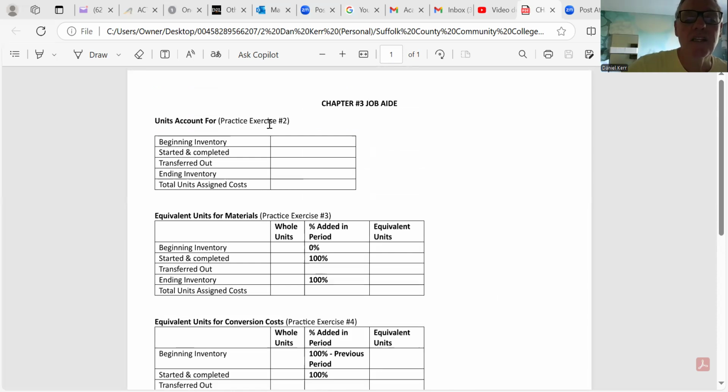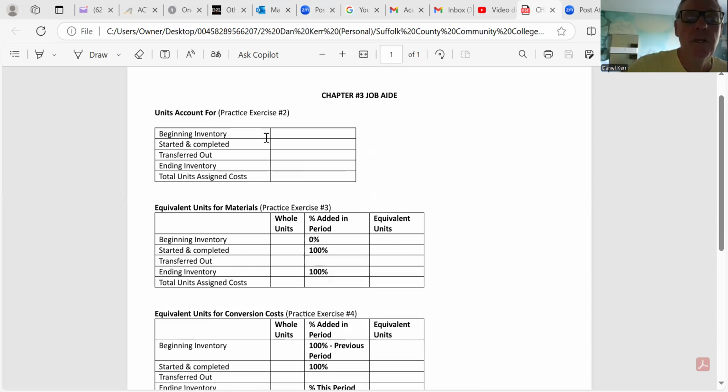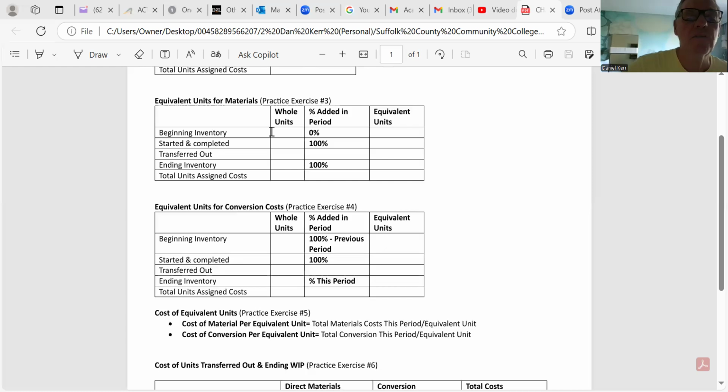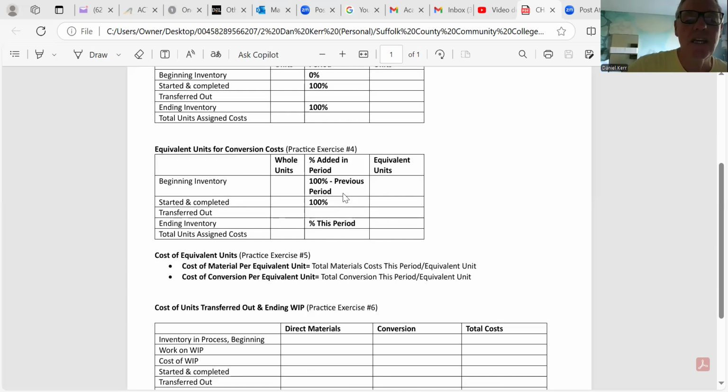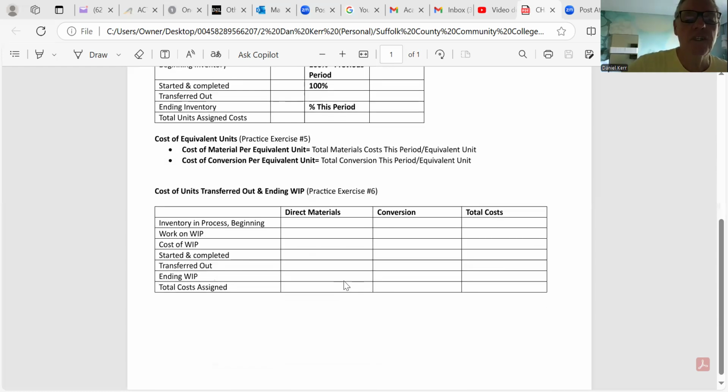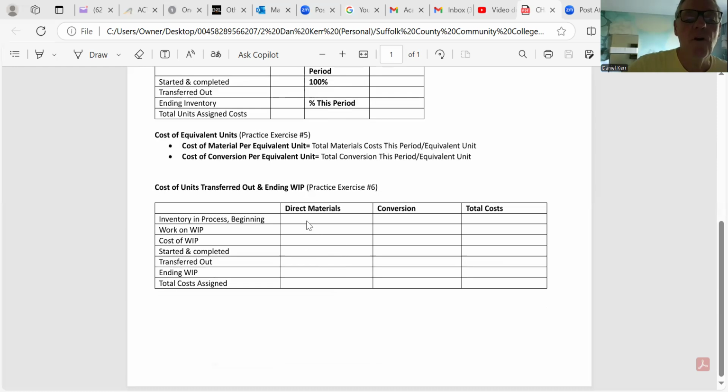All right. So again, I would suggest you use this little job aid. Use this one for exercise 2 and the parallel homework problem. Use this for practice exercise 3, where you get the equivalent units for materials and the related homework problem. Use this one for equivalent units for conversion costs in the practice exercise and the related homework. Use this one here to get the cost per equivalent unit in practice exercise 5 and the related homework, and use this little table here for practice exercise number 6 and the related homework problem.